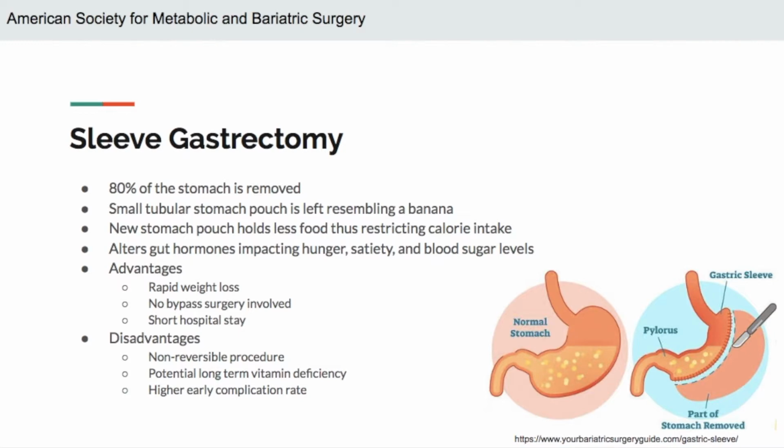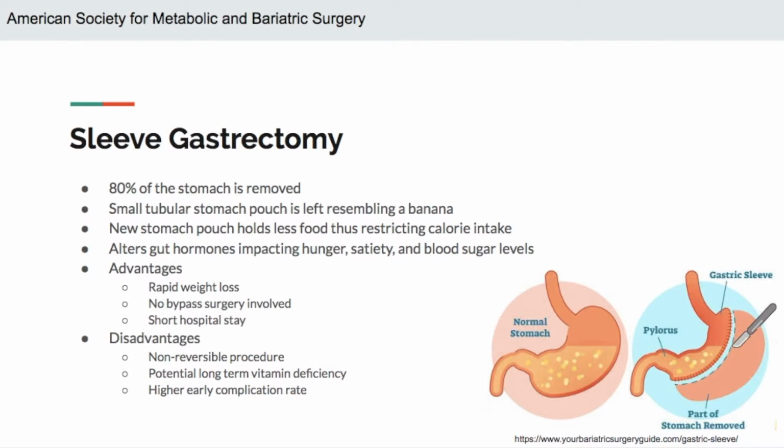So the sleeve gastrectomy is a one-step surgical procedure that is performed by removing about 80% of the stomach and leaving a pouch that resembles a banana. And this procedure works for many reasons. The new stomach pouch holds less food to reduce caloric intake. The surgery alters gut hormones to impact hunger, satiety, and control blood sugar.